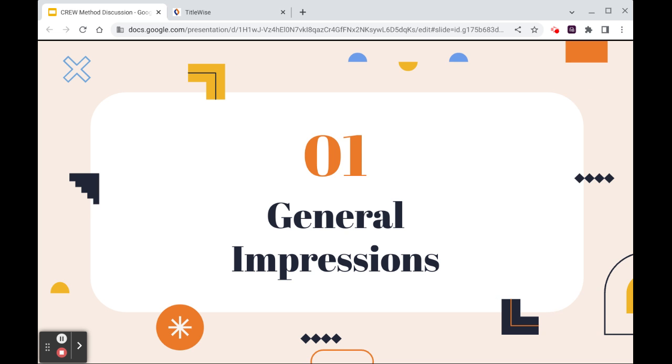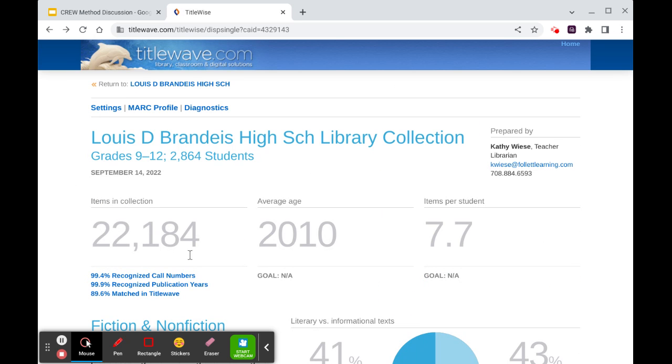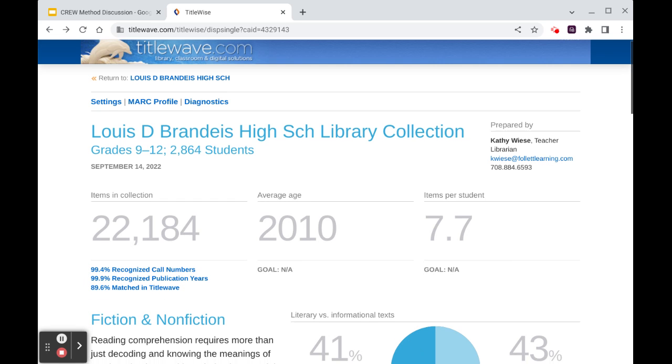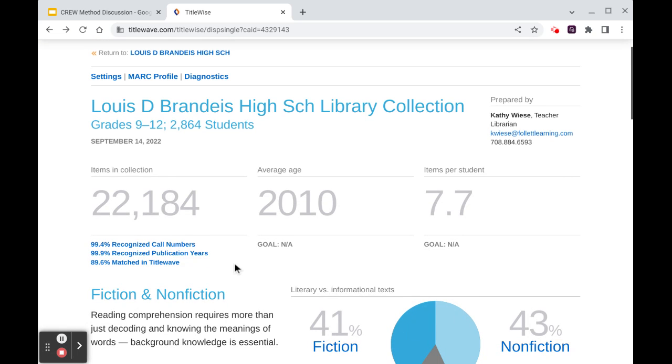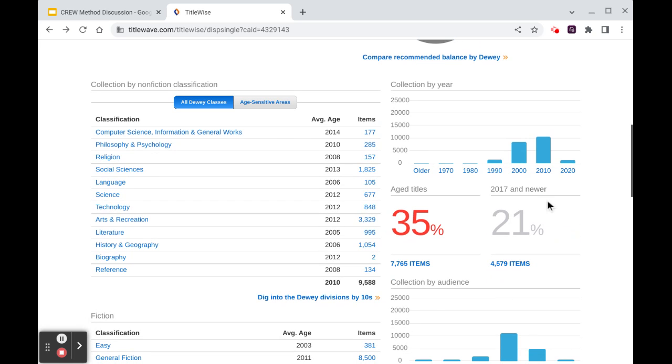So starting with general impressions, what I did for this project is I ran a title-wise analysis of our school library collection in Tidal Wave. This is the school that I currently work at where my librarian is my mentor. It tells us that we have over 20,000 books in our collection, breaks it down by fiction and nonfiction, and also helps us to see the average age of titles by section. And you can see this red number here. We have 35% of our titles are considered aged titles.